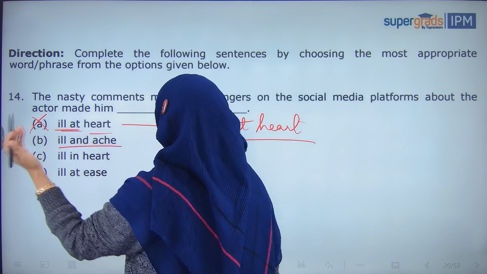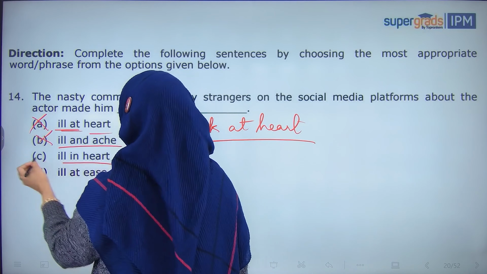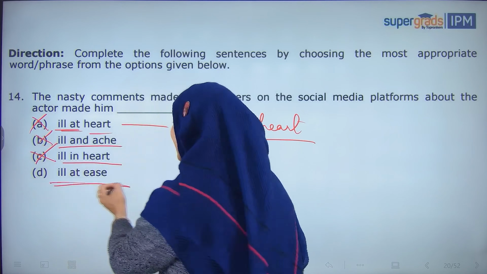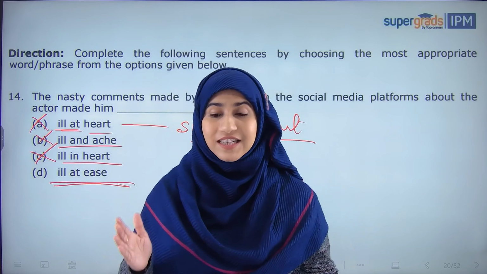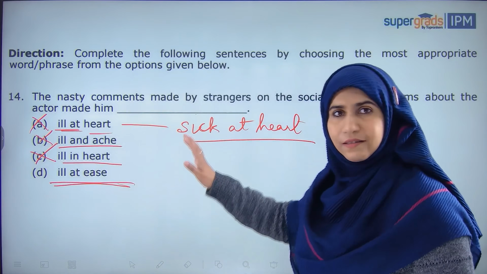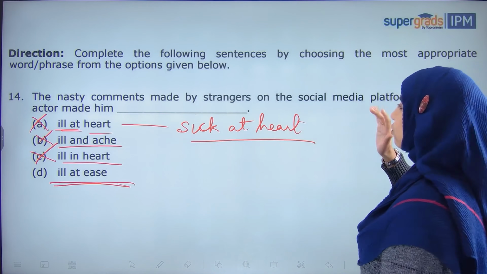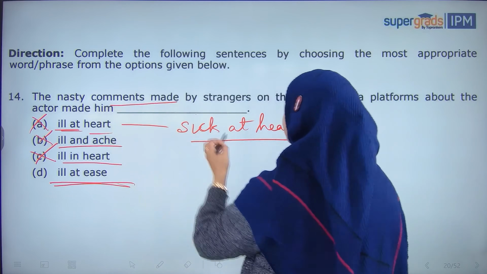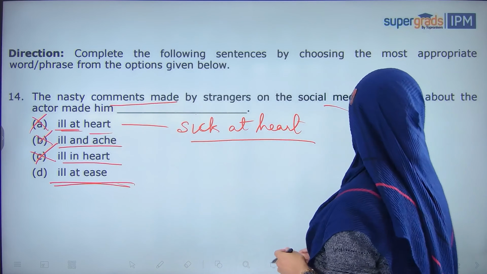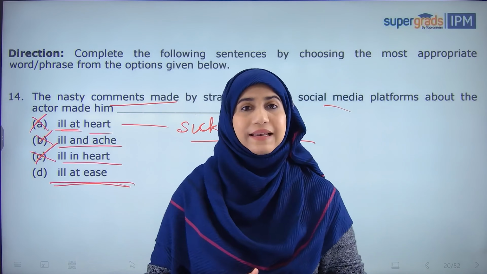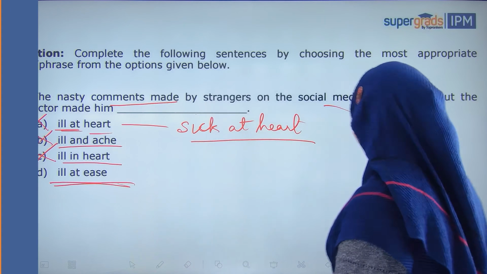Ill and ache is no expression. Ill in heart is no expression. Ill at ease, when you're ill at ease, you are uncomfortable. I think this would make perfect sense, right? There were so many nasty comments for the person on social media, right? So that made him ill at ease, uncomfortable.